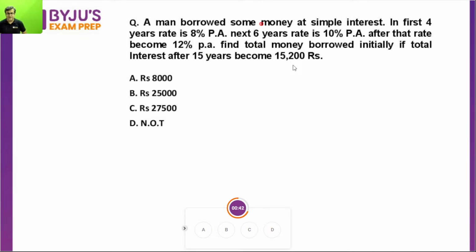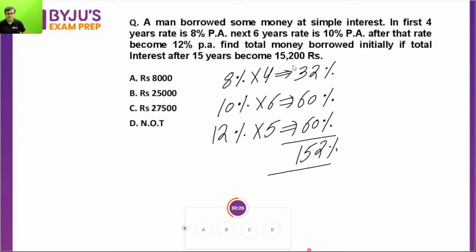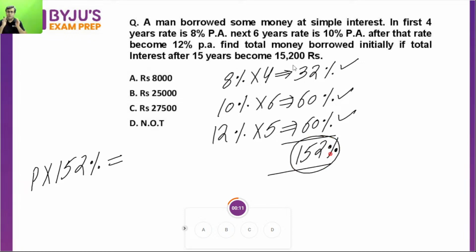If somebody deposited money at 8% per annum for 4 years, total interest will be 32%. Then rate becomes 10% for further 6 years, the total interest will be 60%. Then rate becomes 12% for remaining 5 years, the total interest is 60%. So the total interest will be 152%. That is 32%, 10 sixes are 60, 12 fives are 60. Whatever the principal was, the total interest is 152%. Then what about amount? That will be 252%.